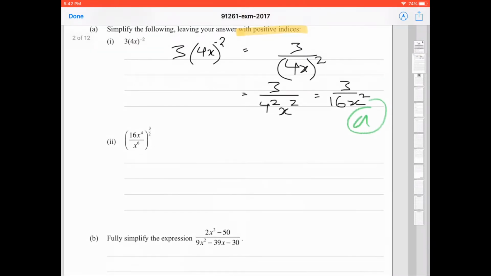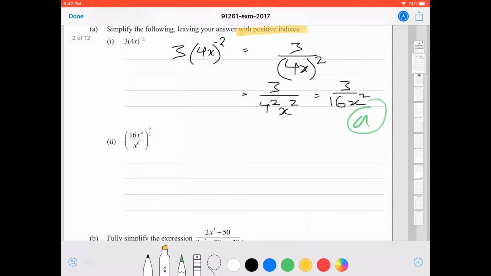Okay, our next expression here, 16x to the power of 4 over x to the power of 6, all raised to the power of 3 over 2. So what are we going to do here? Well, we split each term, basically each term is being raised to the power of 3 over 2 here.